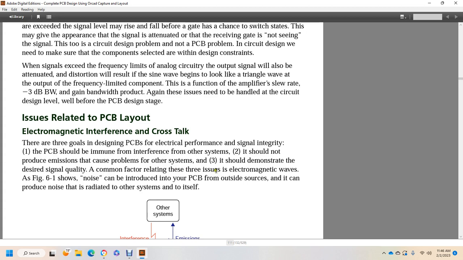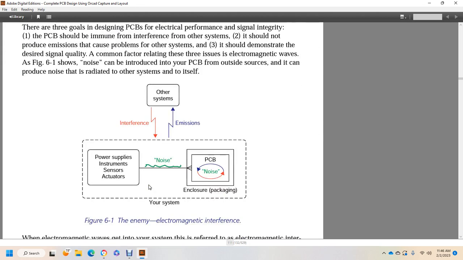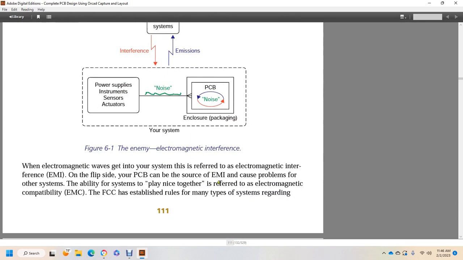A common factor relating these three issues is electromagnetic waves. Figure 6.1 shows the noise introduced into the PCB from outside sources. The PCB can also produce noise that radiates to other systems itself. Figure 6.1 shows the enemy, electromagnetic interference. You have other systems' emissions interfering with your system through the power supply, instrument sensors, and sending noise to the PCB and its package.